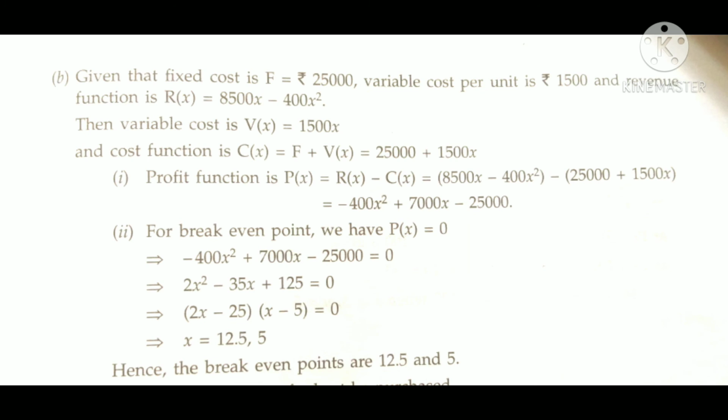The profit function, we know, is equal to R of x minus C of x. So we get the profit function, and we know that for the break even point, P of x is equal to 0. So here we apply R of x is equal to C of x, or R of x minus C of x is equal to 0, which gives you x is equal to 12.5 or 5. So we find the break even points.